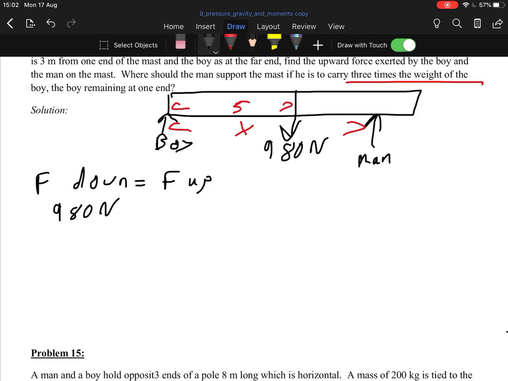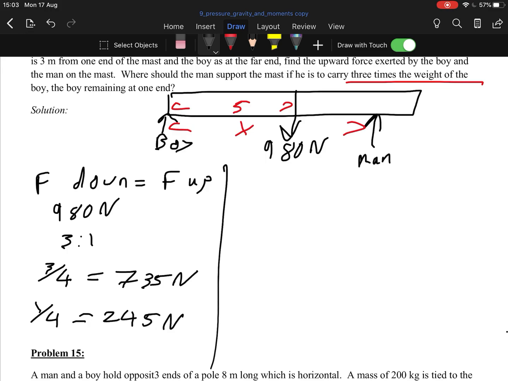If the man has to carry 3 times the weight of the boy, that means the ratio has to be 3 to 1. So there are 4 parts. The man has to carry 3/4, and the boy would have to carry 1/4. So 3/4 would be 735 newtons, and 1/4 would be 245 newtons. Do you understand what happened there? The man has to carry 3 times the boy. So for every one of the boy, the man has to carry 3. Therefore, there are 4 parts, of which the man carries 3. So 3/4 of 980 gives 735.